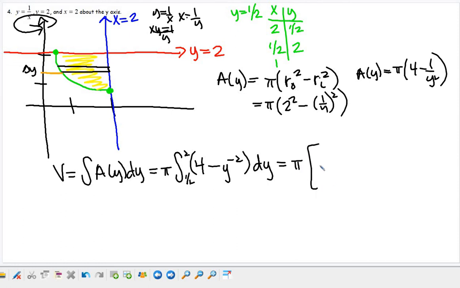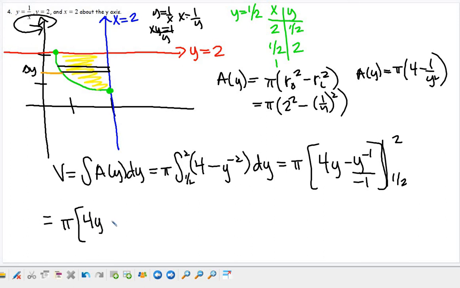So I have pi times 4y plus y to the negative 1 divided by negative 1, from 1/2 to 2. I'm going to go ahead and fix this. So two negatives make a positive: 1 over y, from 1/2 to 2.